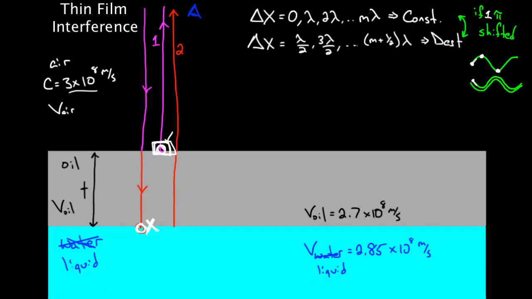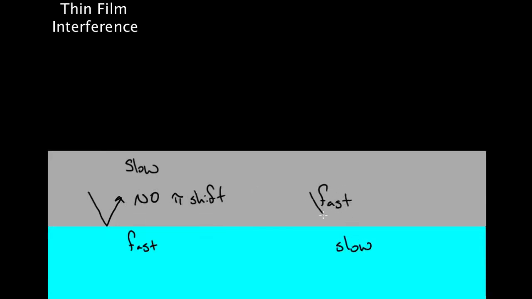So let me just be clear here. Let me show you what I'm talking about. Let me clear this off. If I had a material, and right here it's slow compared to this one, if it reflects off of a fast material, no pi shift. No 180 degree shift. But if it's in a fast material and it reflects off of a slow material, then yes, this gets a pi shift. So this gets a 180 degree shift.